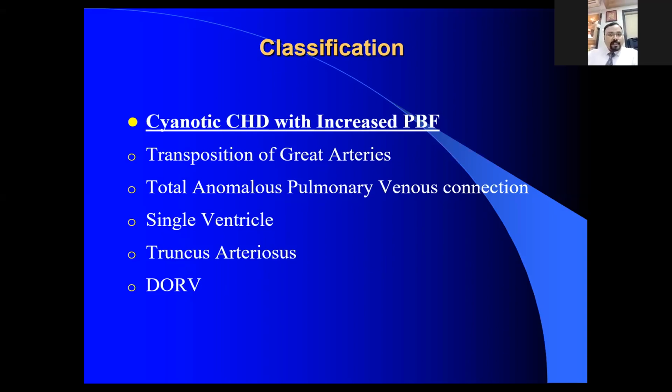Total anomalous pulmonary venous connection. There are different types: supracardiac, cardiac, and infracardiac. In infracardiac TAPVC, you will see mostly obstructed TAPVC, and there will be pulmonary venous hypertension. In supracardiac TAPVC, you will see figure of 8 appearance.